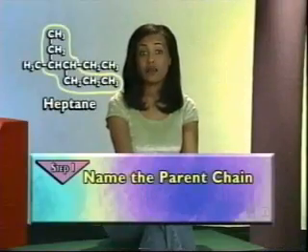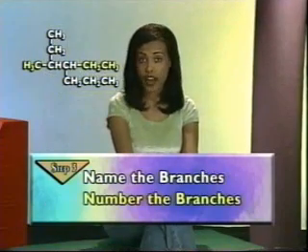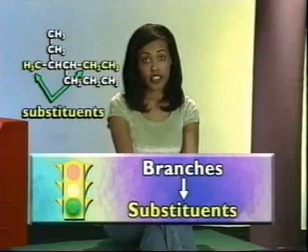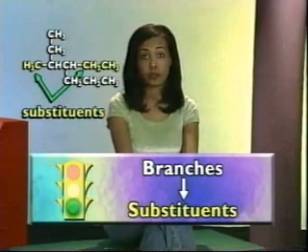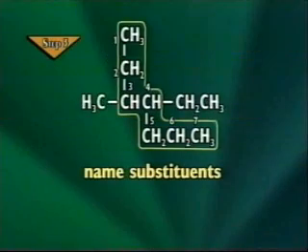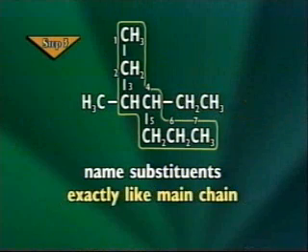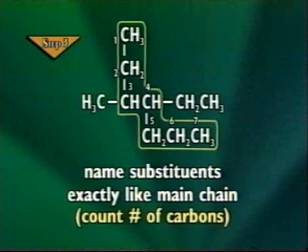Okay, so we've named and numbered the parent chain, and now we also have to name and number the branches. We're going to start referring to the branches as substituents, just like we did when we spoke of substituents bonded to a central atom. We name the substituents, or the branches off of the main chain, exactly as we would name the main chain, by counting the number of carbons.